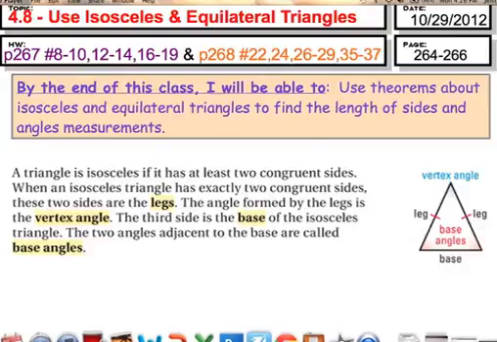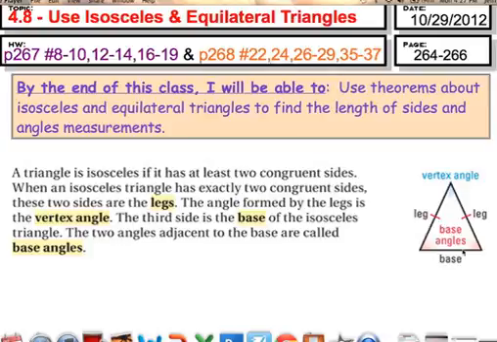We're taking an in-depth look at isosceles and equilateral triangles and really the impact that the sides of the triangle actually have on the angles of the triangles. If you look over here to the right, you'll notice that there's a triangle. The top part of this triangle is going to be called the vertex, and these two sides over here are going to be called the legs. These two congruent sides are going to be called the legs.